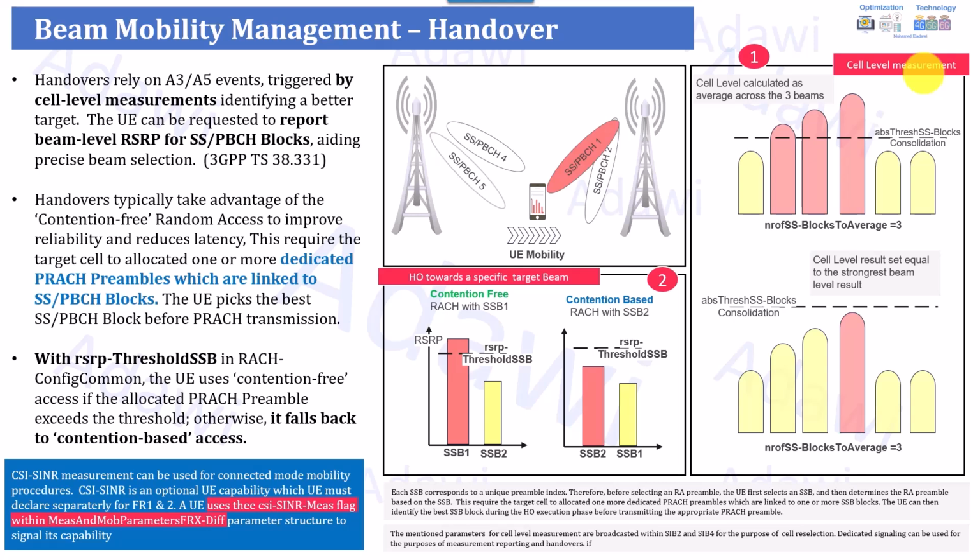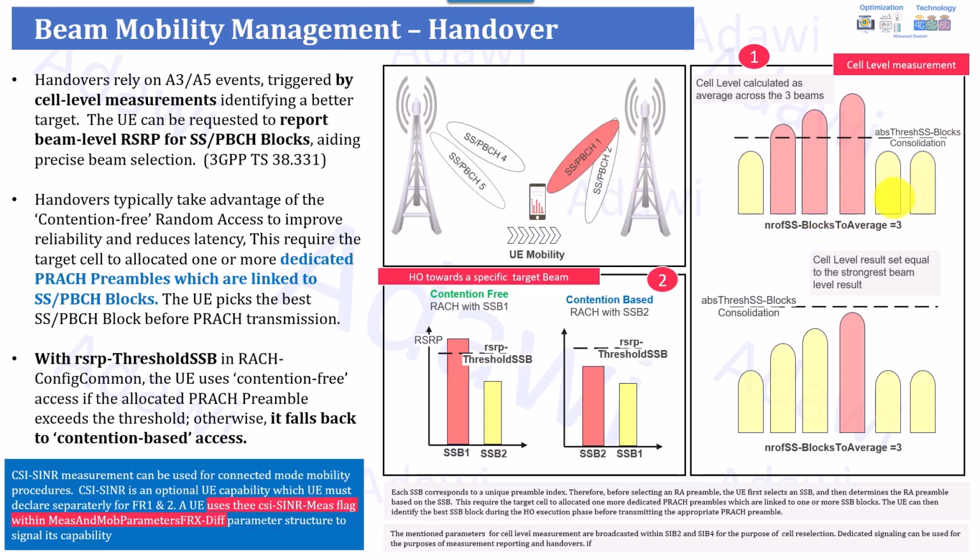So how is this being done? Initially there are two parameters going to be delivered. One is called absThreshSS-BlocksConsolidation, and the other is called nrofSS-BlocksToAverage. Those two parameters can be used during the cell level measurement and the cell reselection, so the user can decide which cell is the best during the cell selection or during the handover.